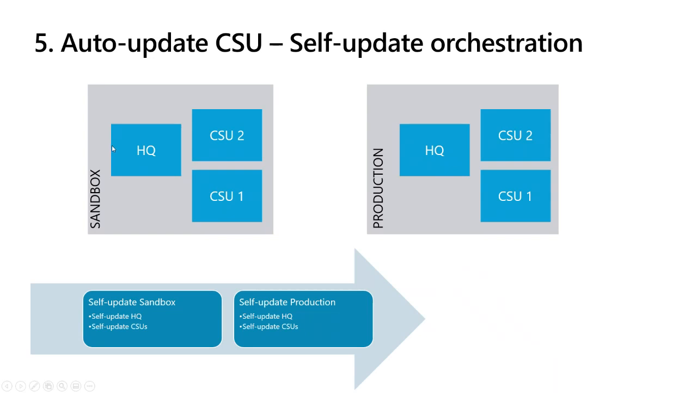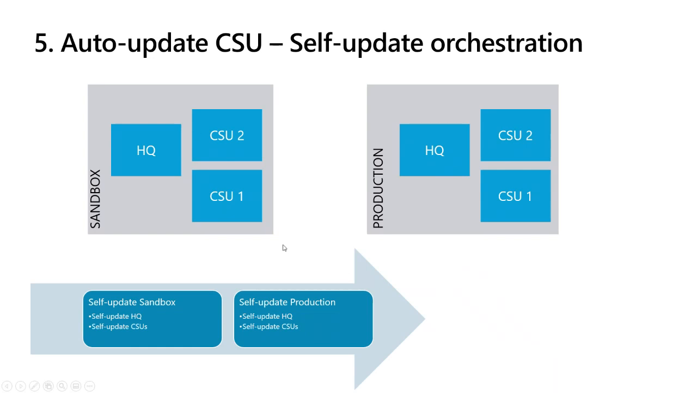And the next weekend, they might want to self-update CSU. And likewise in production, one weekend, they might update HQ. Second weekend, they might update one CSU. Third weekend, they might update the second CSU. And that gives them the fine-grained control to be able to roll out the updates in a staged fashion to minimize any impact to their business.